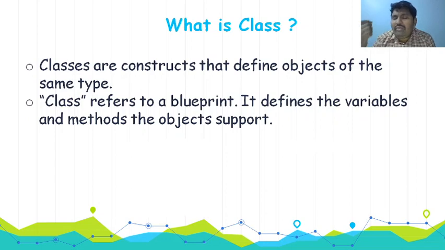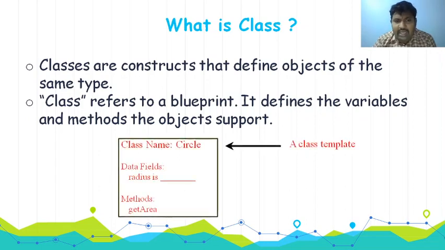Simply, take a car, for example. The data variables mean what the car can have: how many windows, how many tires, how many wheels, what the engine is. The methods are the behaviors of the car: the car is running, the car is stopped, the car is moving, braking, speeding up. So these are the methods.